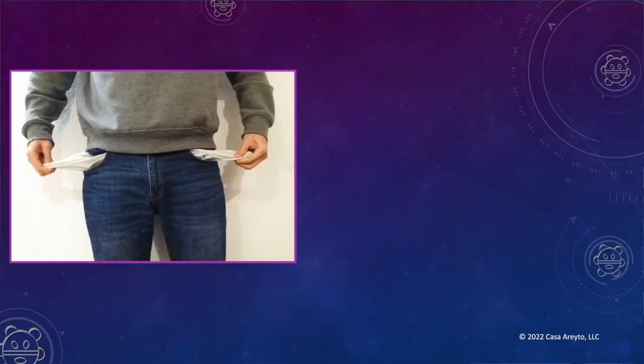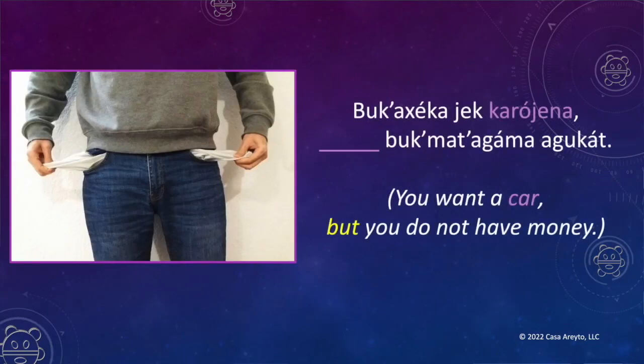Now let's take a look at our last example. This also is a big sentence. Let's first look for context clues. Do you see mat, no, or not? Yes, I see them too. So, which conjunction should we use? That's right, mem, but. Now let's read the whole sentence aloud. Buk acheka hek karohena. Mem buk mat agama agukat. You want a car, but you do not have money.